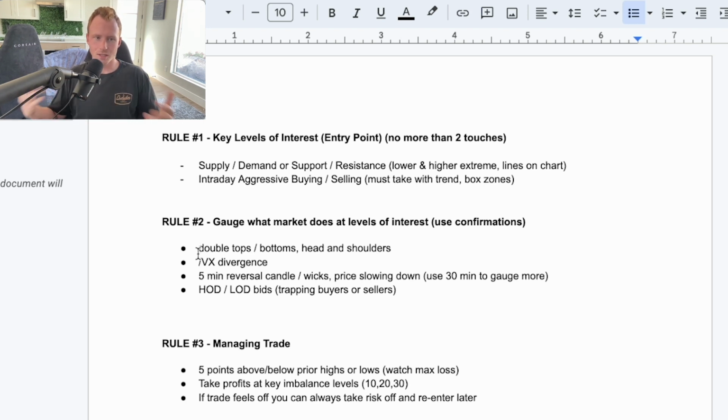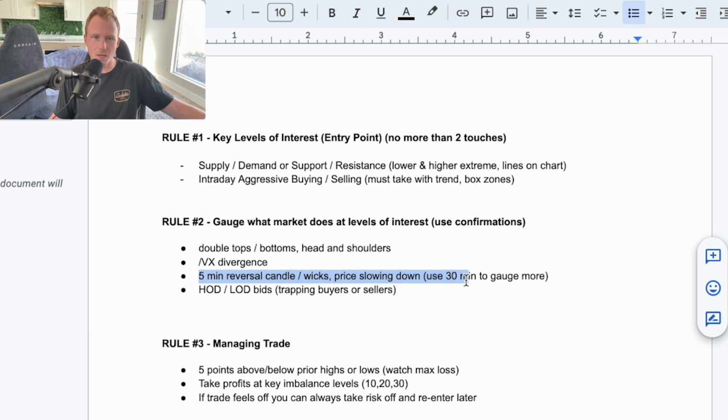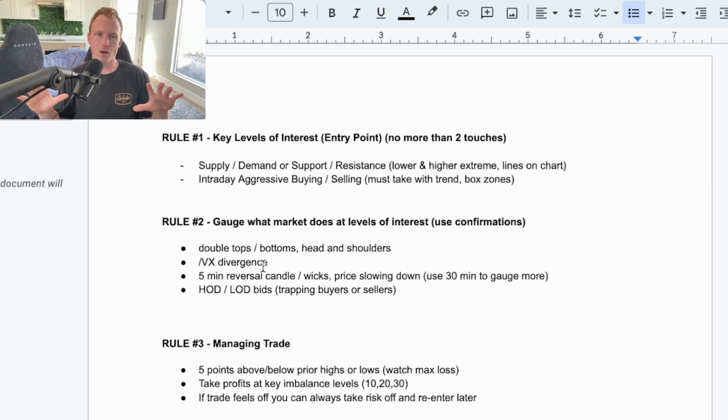Okay. So some of the confirmations I use are patterns, right? Maybe it's a double top, a double bottom, a head and shoulders. Maybe it's VIX divergence. Maybe it's a 5-minute reversal candle, VIX, price slowing down, a 30-minute, right? Or maybe it's a high of day, low of day bid. Doesn't matter, use whatever confirmations work for you.